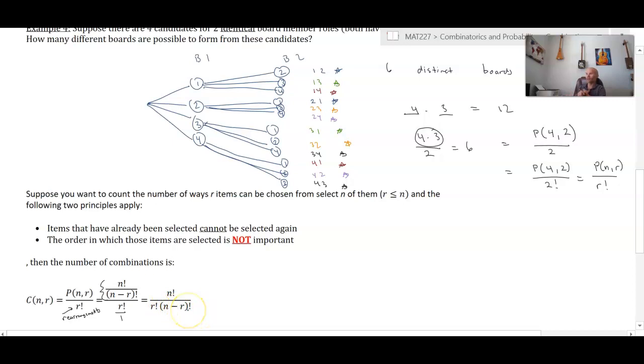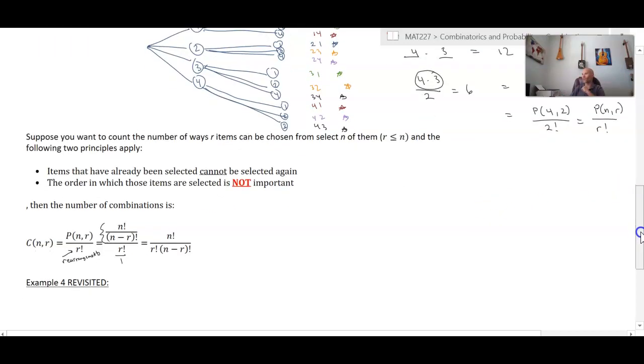we actually get n factorial over r factorial times (n minus r) factorial. Now, once again, the reason we're doing this is because if we had 1,000 candidates for a board of, say, 30 board members, then there's going to be a lot of multiplication and division taking place. And so to avoid that, this nice compact formula will do that work for us.